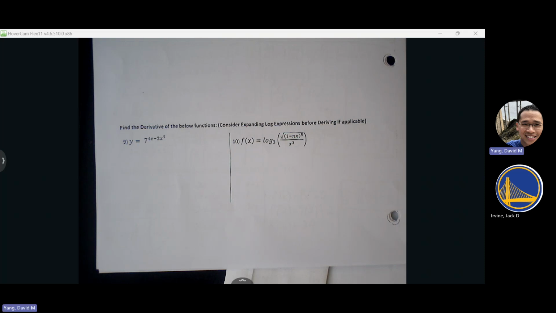Exponentials, you can never expand. You have to just take whatever they give you. But anytime you're inside a log function, we always want to explore, okay, can I expand? Can I make my life easier so that my derivative process can be simpler?